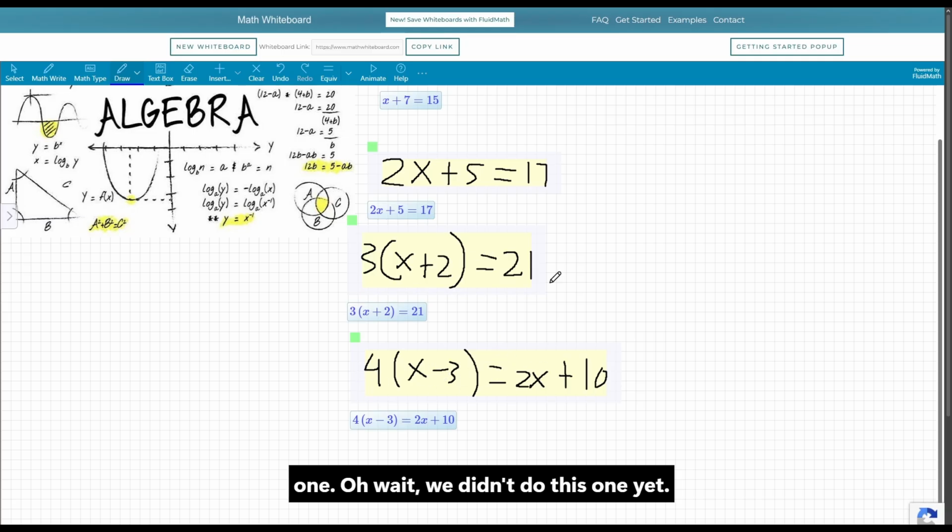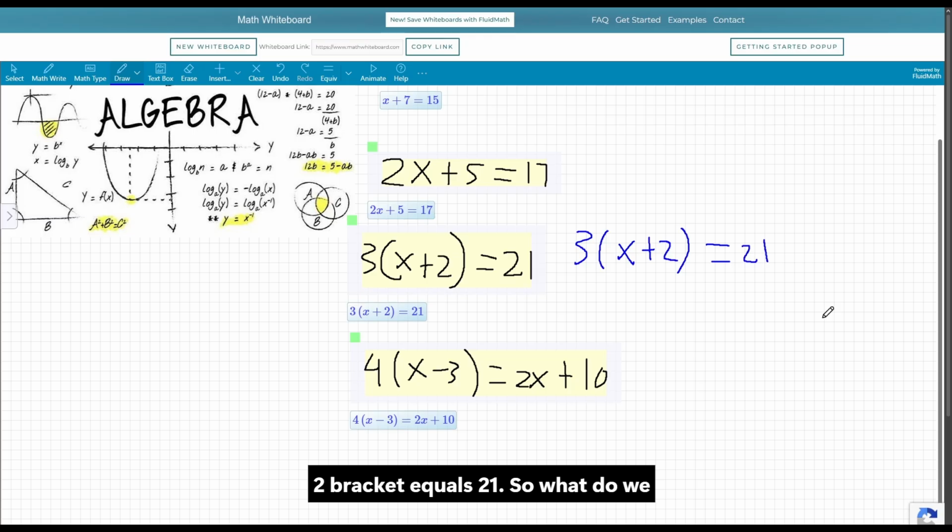Okay, let's move on to this more complex one. Oh wait, we didn't do this one yet. Okay, so 3 bracket x plus 2 bracket equals 21. So what do we do here? We see brackets. What does this mean? It means we must distribute this 3 into everything that's inside of this bracket.